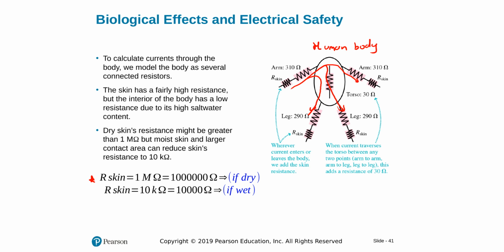If our skin is dry, we have 1 mega ohm of resistance, which is pretty good. If it's wet, it's less, it's 10,000 ohms.